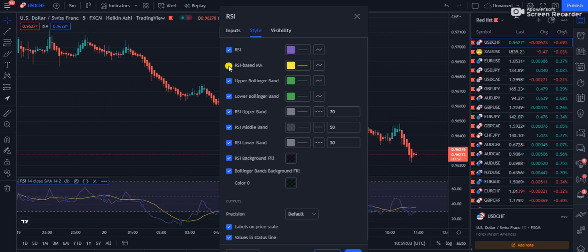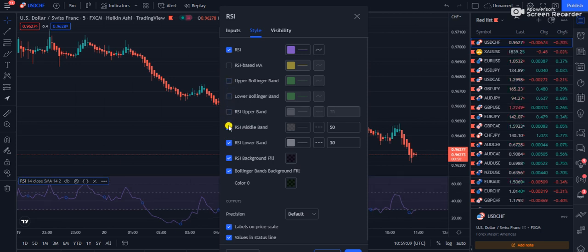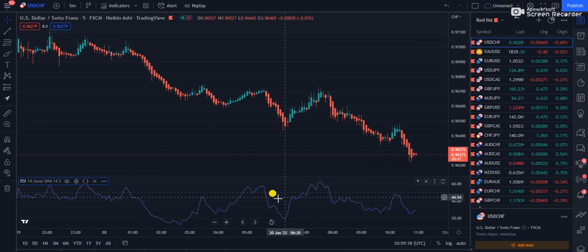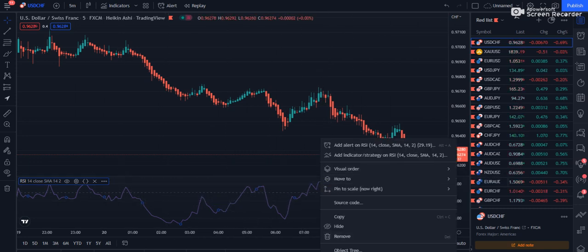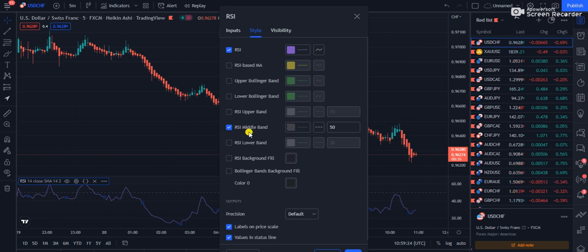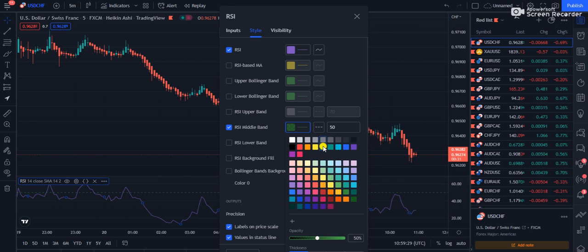You just need the first RSI, and then you need to check the RSI upper band, the lower band, and the middle band, and then uncheck the rest of them, right? And then press the blue button. Okay, now you can see that we have removed everything from our chart. Now you can make one more setting. If we go into the settings, you can see we have an RSI middle band here, so we want to change its color to green so that the middle line looks prominent to us, right?